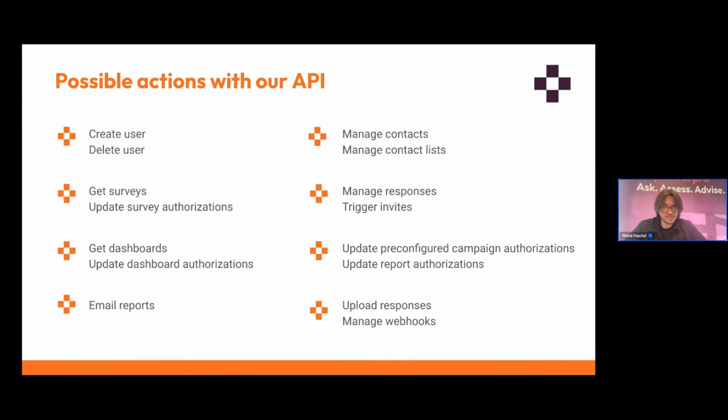Then we have update pre-configured campaign authorizations. This is a feature that is mostly used for our distribution portal. And this allows you to manage permissions for pre-configured campaigns that can be sent out using the distribution portal. This ensures that your client has access to the right resources. Update report authorizations is very similar to managing the survey or the dashboard authorizations, but instead it now relates to which reports a certain user should be authorized to view, share, or edit.